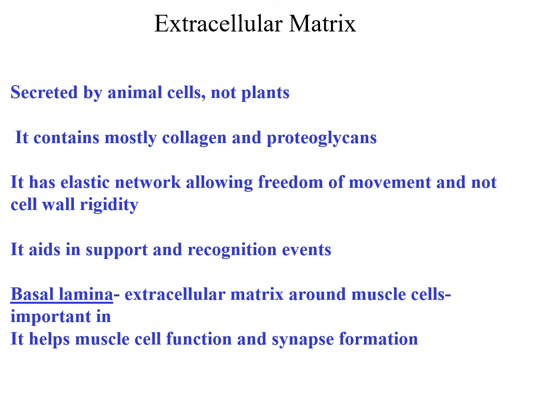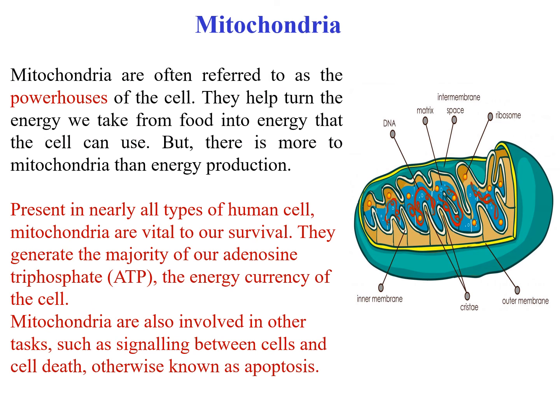Next is the extracellular matrix. It is secreted by animal cells, not plants. It contains mostly collagen and proteoglycan. It aids recognition events and helps muscle cell function and synapse transmission.